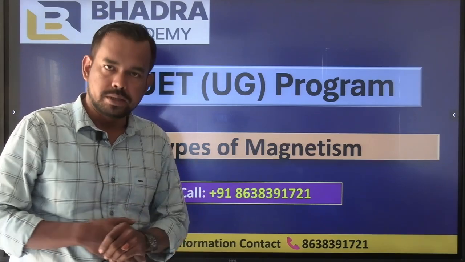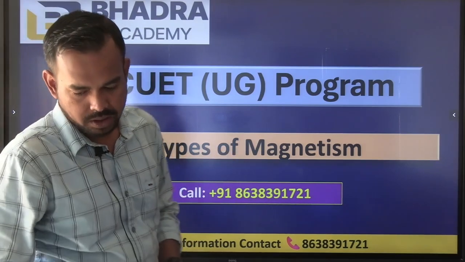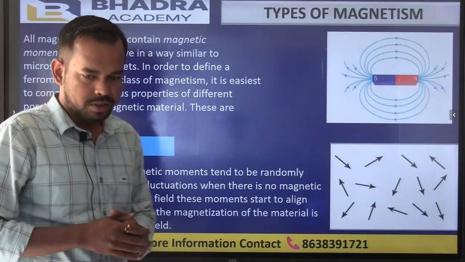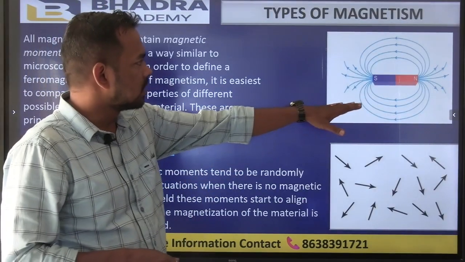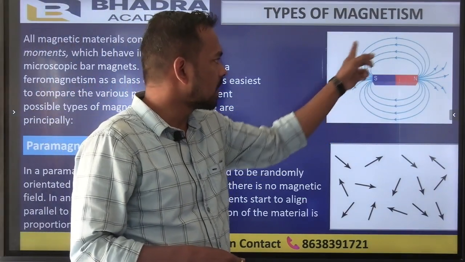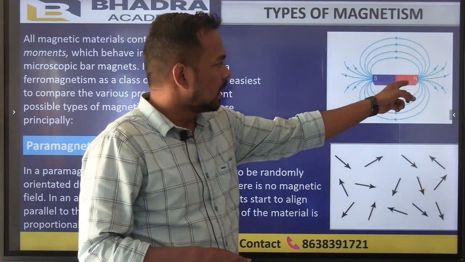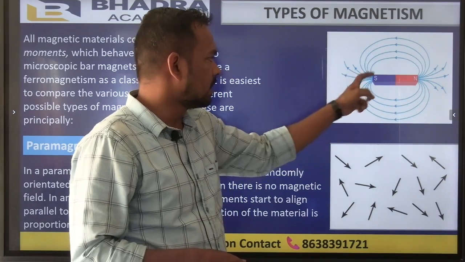So let's begin with our topic, that is types of magnetism. This is a bar magnet, and a bar magnet exhibits magnetism, and these are the magnetic lines of force. From the north pole the magnetic lines of force are exiting, and into the south pole they are entering the magnet.